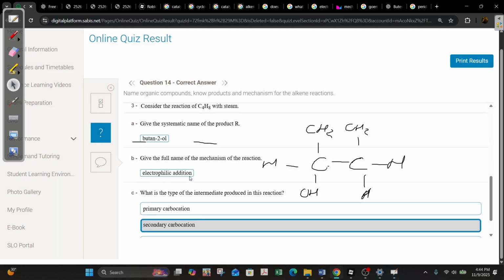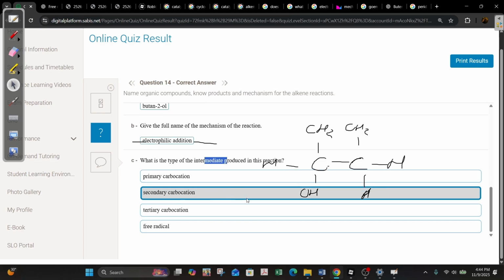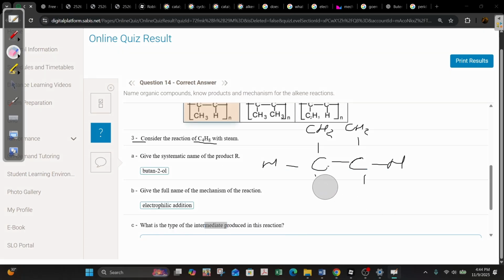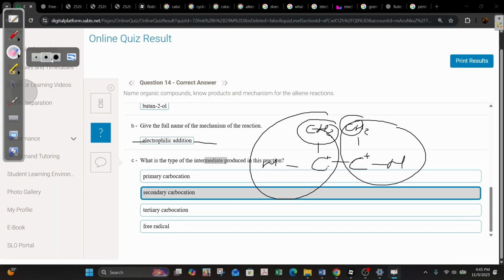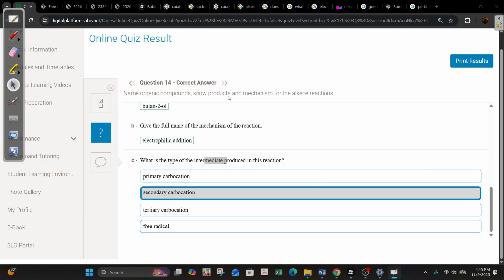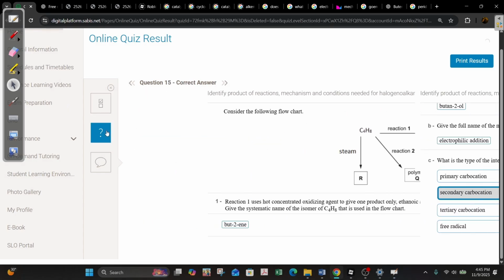What is the type of intermediate produced in this reaction? It will be a secondary carbocation, because on both carbon atoms, there is one R group here and a second R group. Same goes here. There will be an R group here and another R group. So it's two R groups, which is secondary. Yeah. Okay, that's not that bad. 15 now.